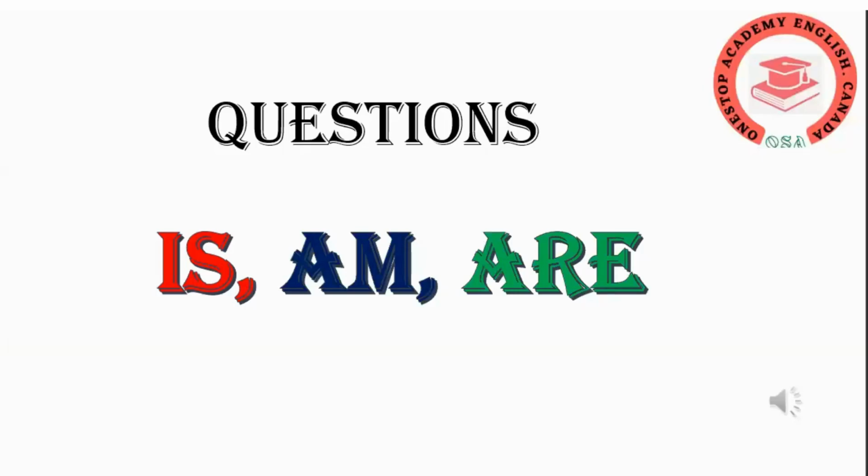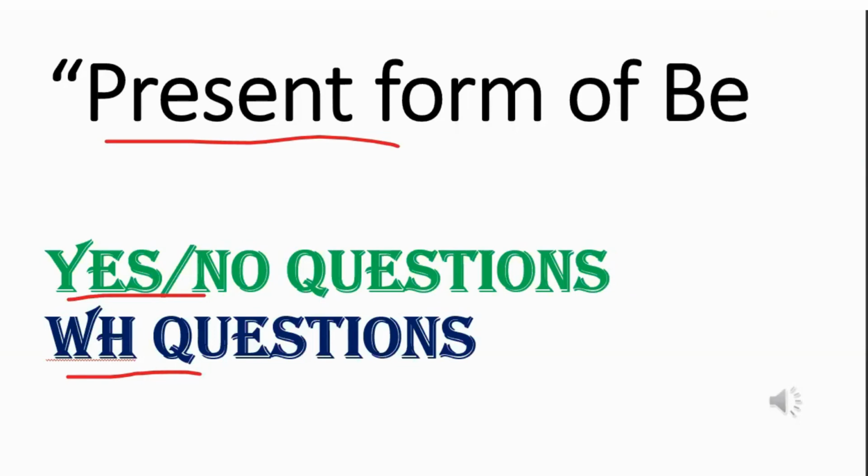Everyone, let's learn how to form questions using is, am, and are. Is, am, and are are the present forms of be. Remember, I told you in the previous lesson that be is a verb form which has various forms. So the present forms of be are is, am, and are, and we will learn how to form yes and no questions and WH questions with the present form of be today.